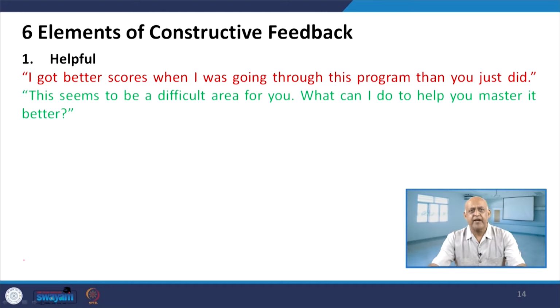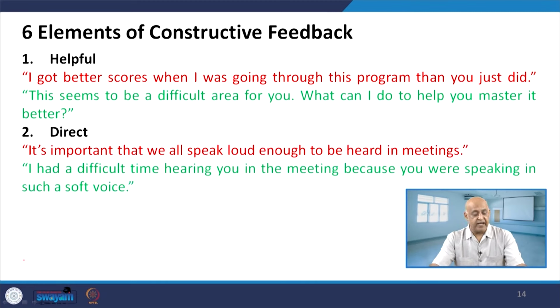So, keeping in mind this type of motivation and demotivation, both in the presence and absence of constructive feedback, these six elements are to be taken into notice. The first one is helpful. A very good example is given: I got better scores when I was going through this program when you just did this, and this seems to be a difficult area for you, what can I do to help you master it better? In that case you will find that the approach is to help others, and we have given the feedback and simultaneously communicated how I can be helpful to you to improve your performance.